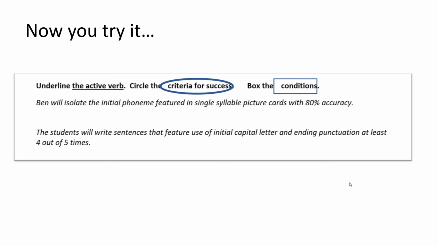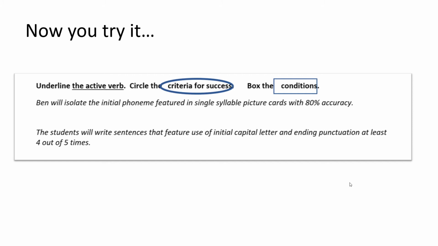All right, so you have 2 on your worksheet. Ben will isolate the initial phoneme, and the students will write sentences that feature use of initial capital letter. I want you to follow the directions on your worksheet and pause the video now, and then when you come back, you'll see what the answers were. Really, pause the video.